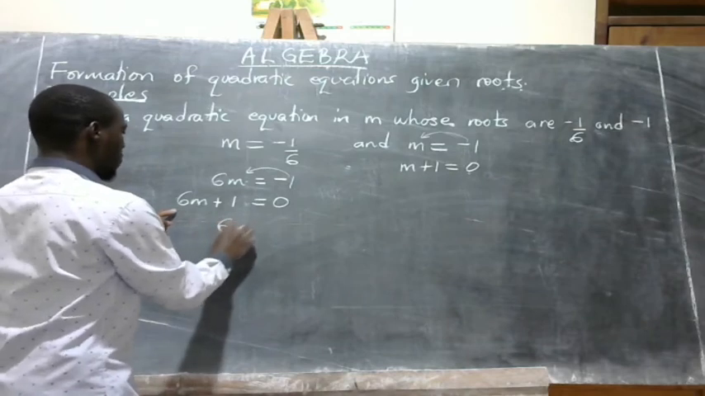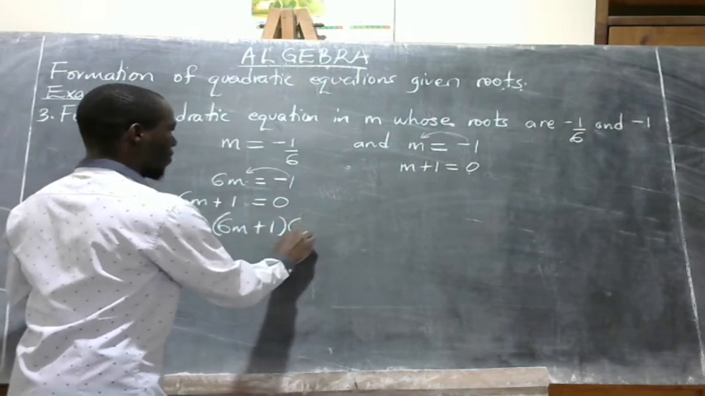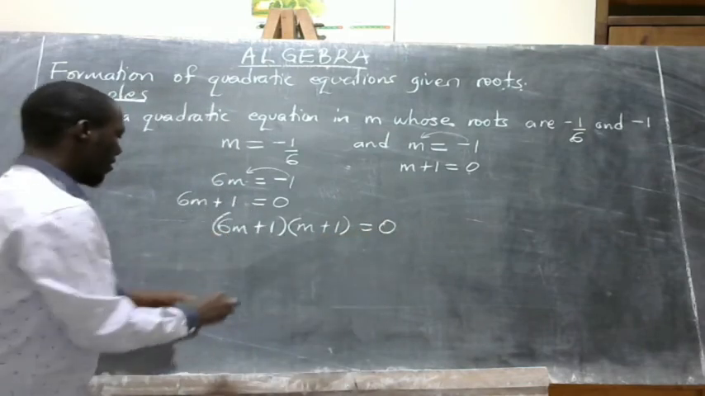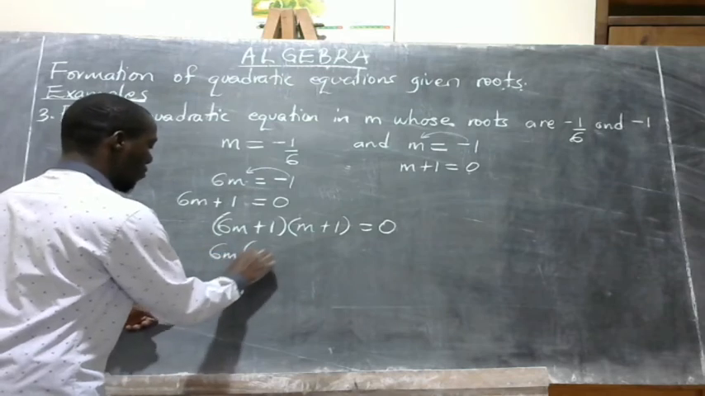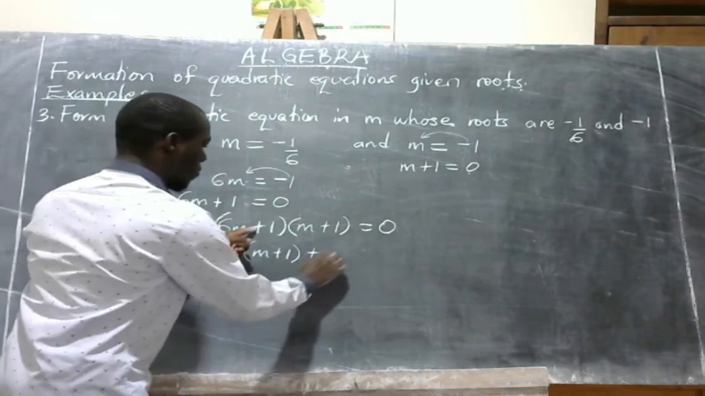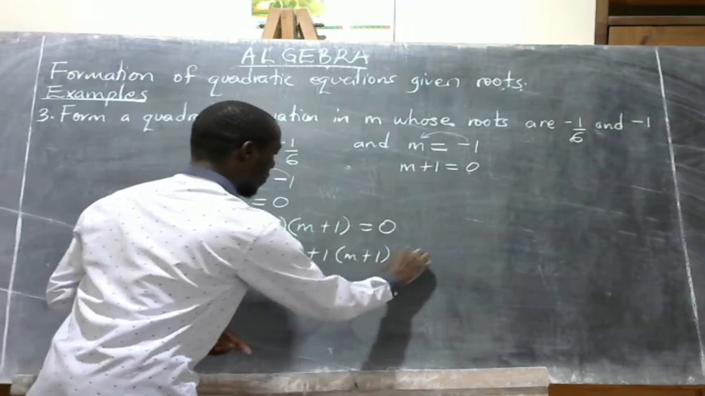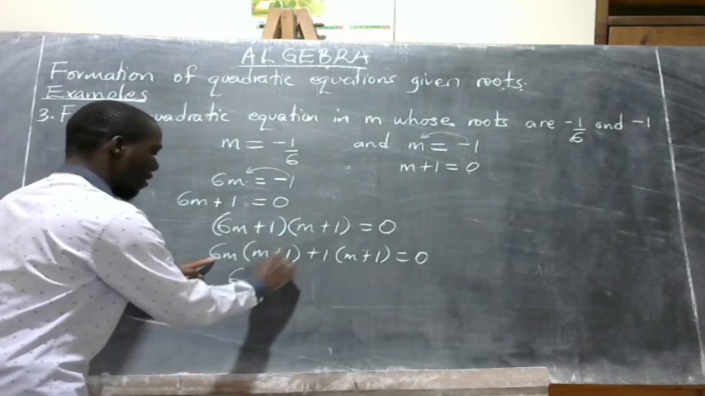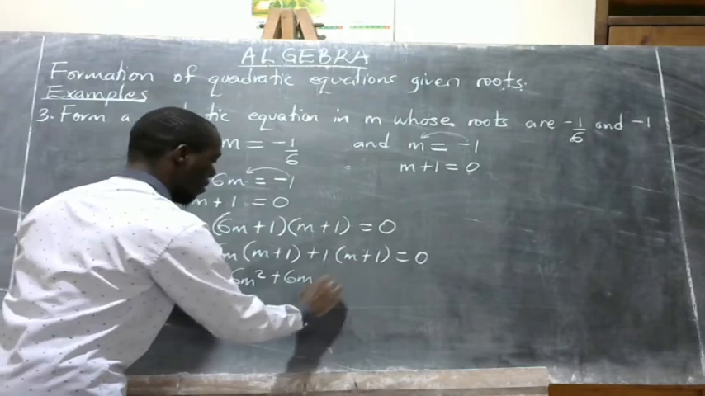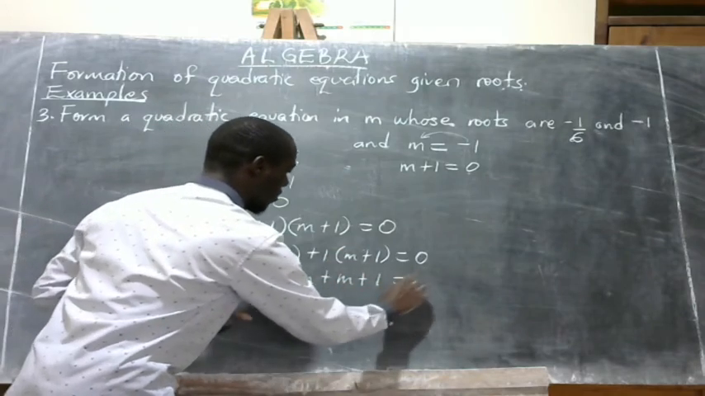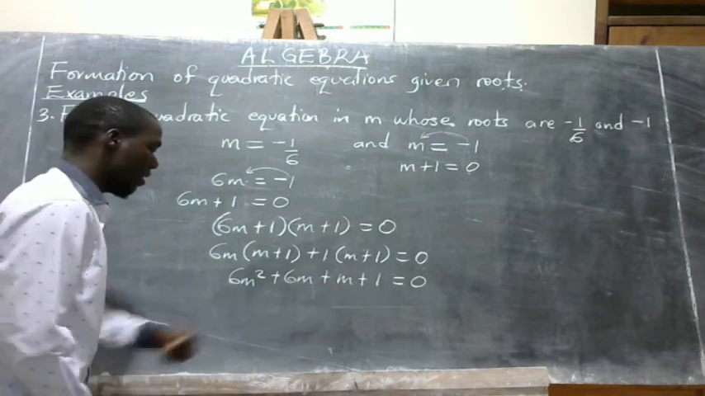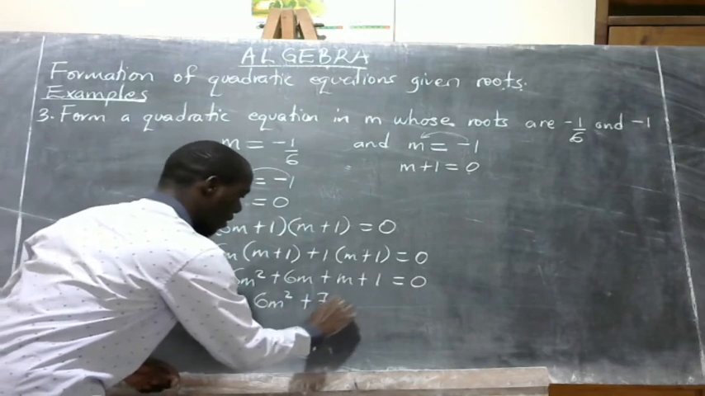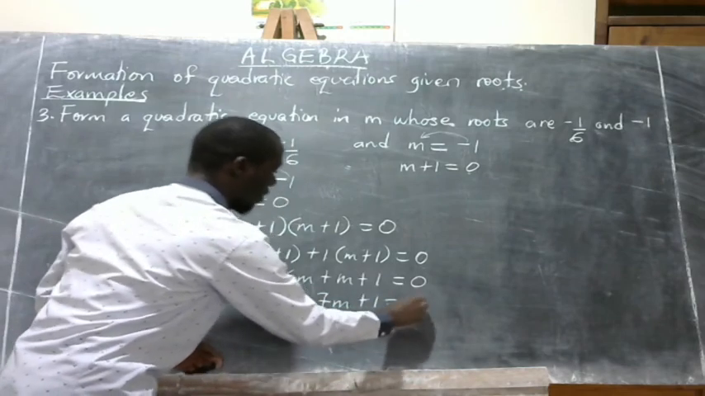Then now, multiplying the two brackets, 6m plus 1 into m plus 1 is equal to 0. Opening the brackets this side, this is going to be 6m into m plus 1. Then plus 1 into m plus 1 is equal to 0. Opening here, 6m squared, opening, plus 6m, opening, plus m plus 1 is equal to 0. These are like terms, we add them, we shall be having 6m squared plus 7m plus 1 is equal to 0.